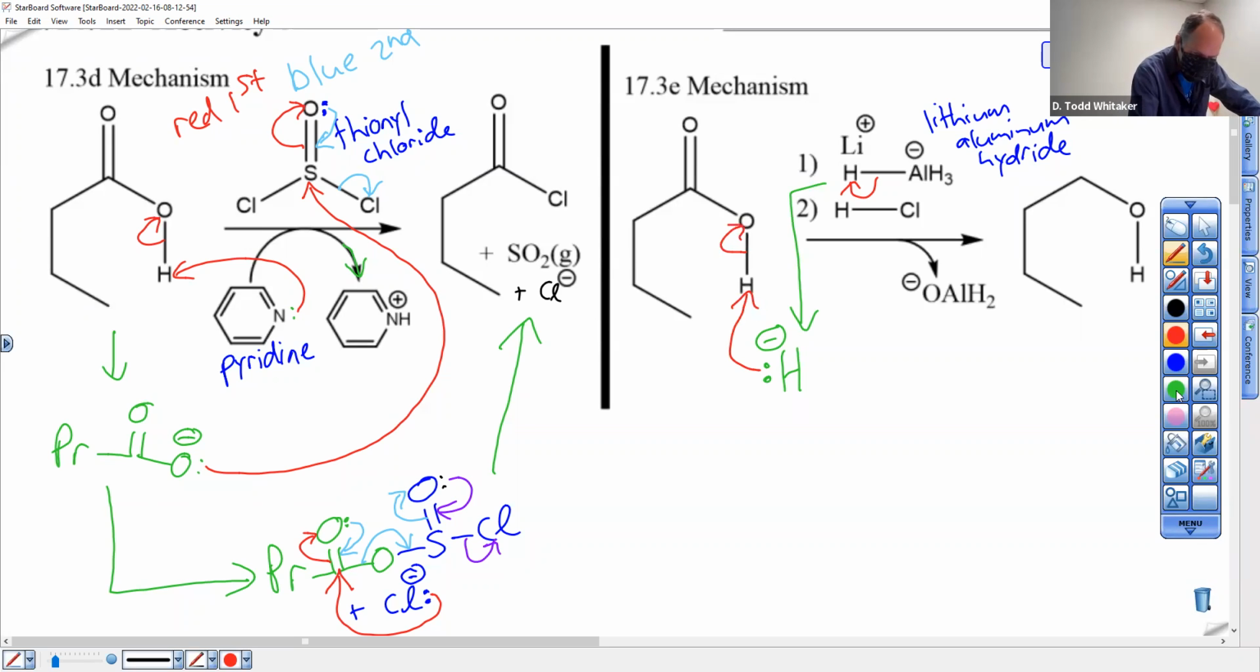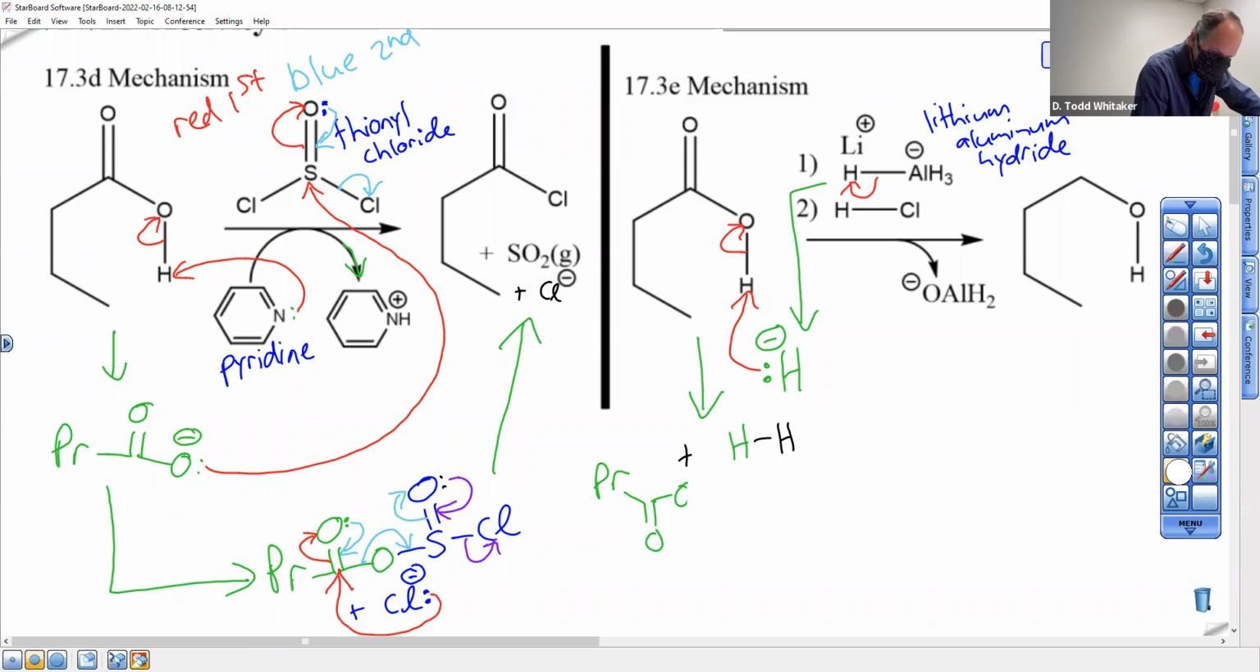And it's like this H minus gets wasted. You get H2, pKa 35, plus propyl attached to carbonyl, attached to O minus. Do I need the lone pair? Not really. Not going to use it. There. Need the minus though.